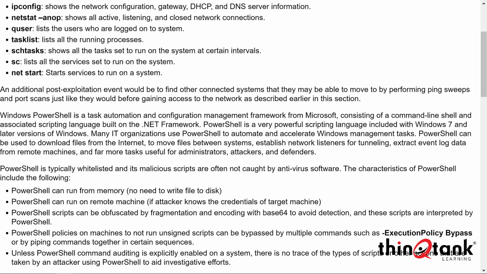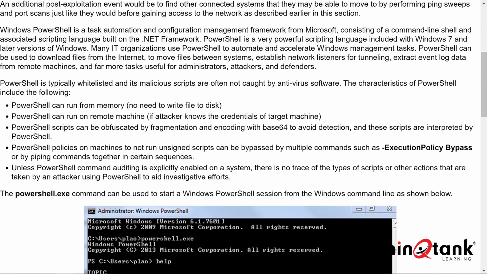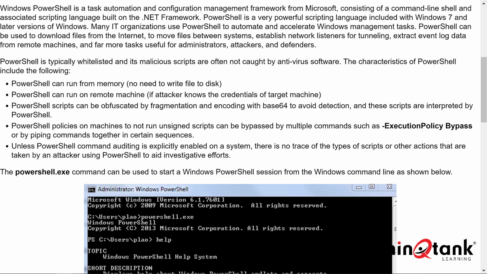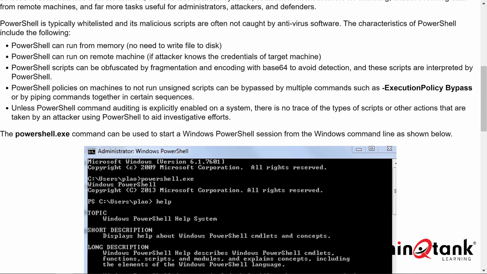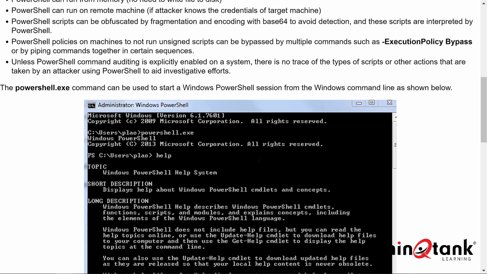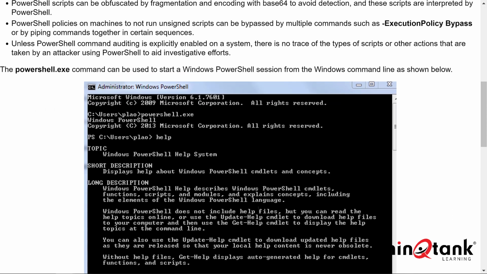Additional post-exploitation events would be to find potentially other systems that are weak, and we can actually use this system now to do vulnerability scans on the rest of the network, which may report additional information that we didn't see previously because we are now a member of that domain or a member of that network. PowerShell is a very powerful scripting language that's built into Windows. We can use PowerShell to do all kinds of things. We can run PowerShell from memory, meaning that we don't actually have to write any data to disk. We can run it on a remote computer. There are many, many different PowerShell scripts that can be run.